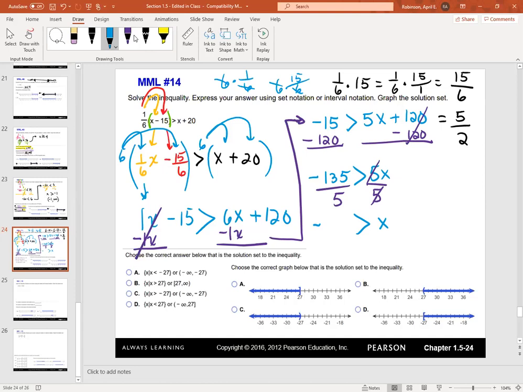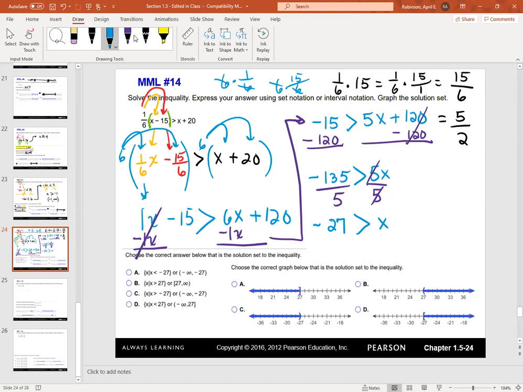Grabbing my handy dandy calculator. Turn it on first, April. That might be helpful. 135 divided by 5 is 27. Now, this says negative 27 is greater than x.